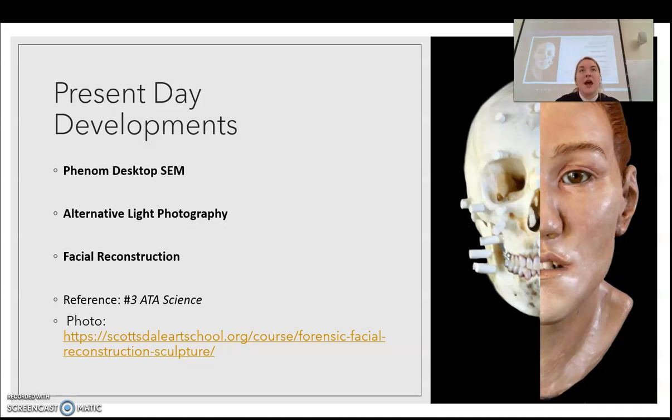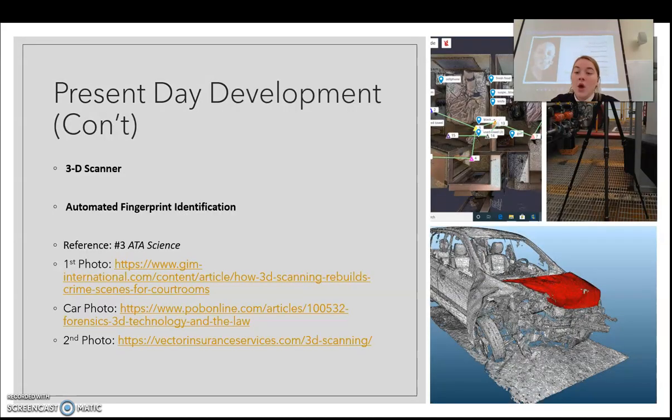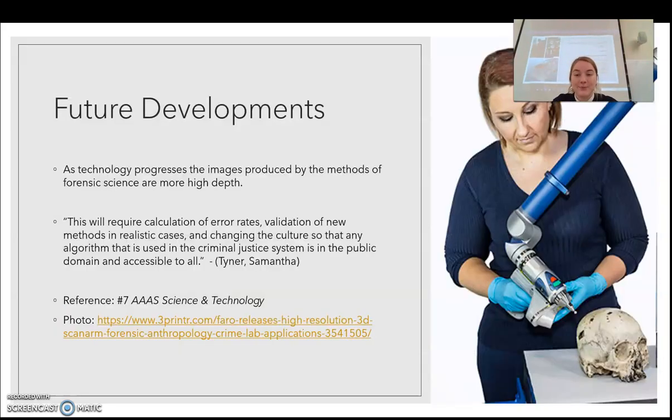Facial reconstruction helps us get a better picture of a face that might have been mutilated in a case. Then a 3D scanner, this little picture in the top right here, is used to get a complete 360 view of a crime scene, being able to mark distances between objects to paint a better picture. And then we have the automated fingerprint identification. Just like it sounds, it's basically using those fingerprints in a database to look for an identity.